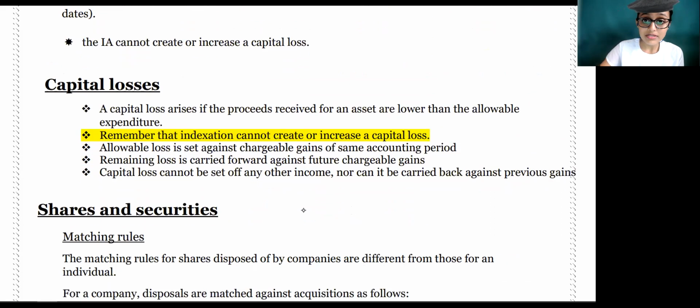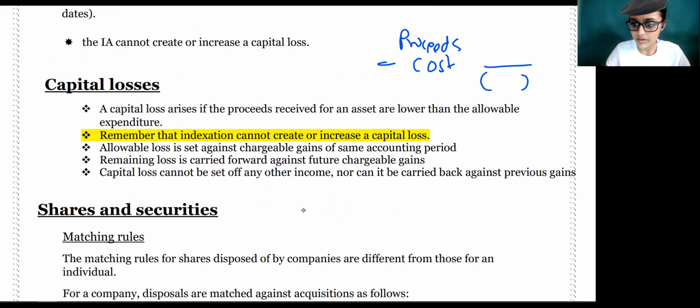And always remember something. When it comes to capital losses for individuals and companies, what is the treatment? Let's keep individuals aside. Let's talk about companies. When a company has a loss, we cannot again take an IA. Let's say proceeds minus cost gives you a negative number. That is your loss. You don't have to do IA over there. IA cannot make a profit into a loss, or make a loss into a bigger loss. What is the whole point of an allowance? To save tax. Always remember that.